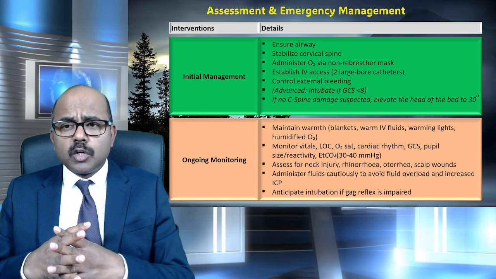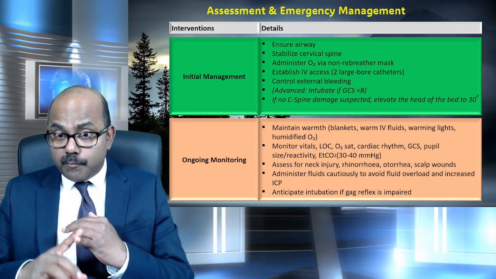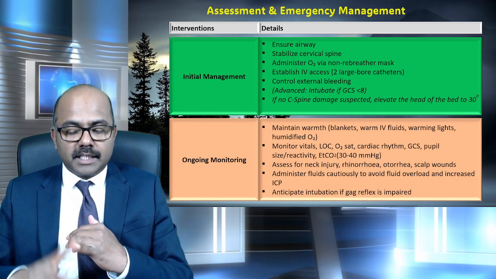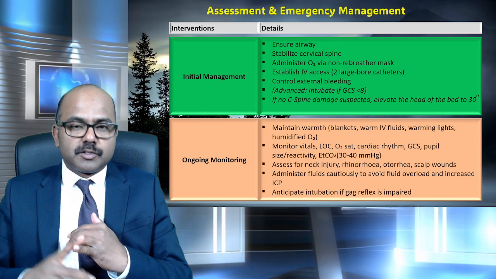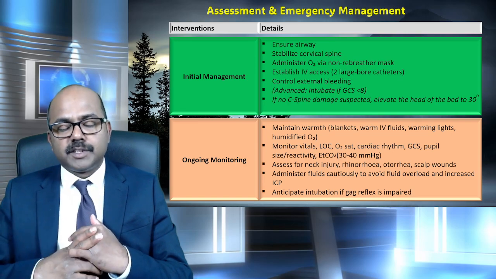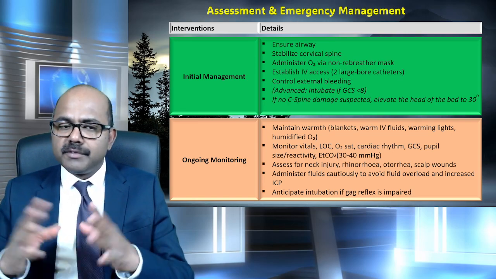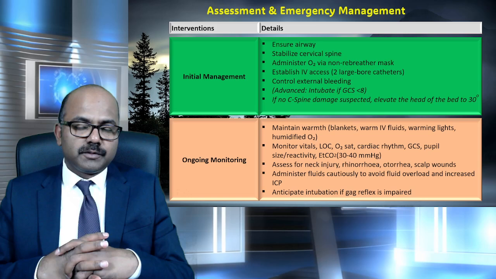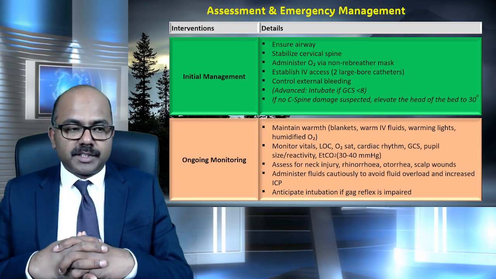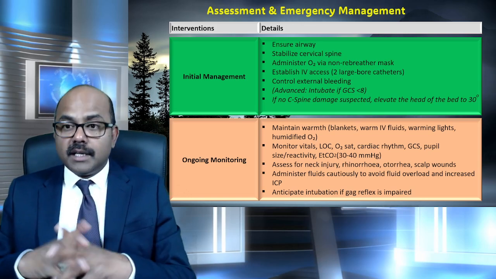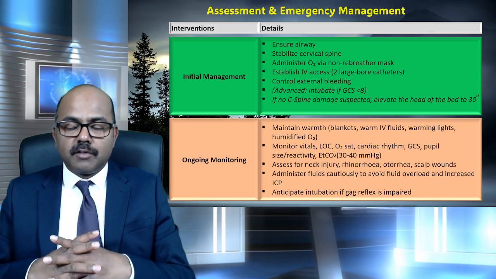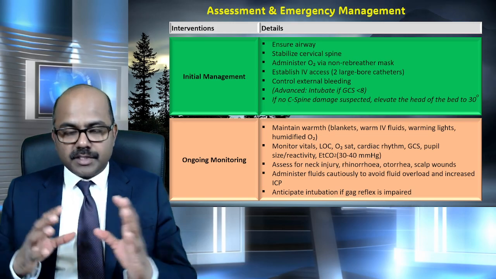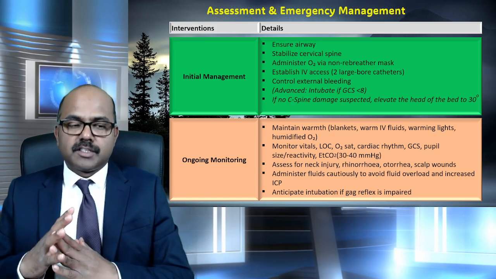When it comes to the ongoing monitoring, keep the patient warm. Hypothermia is very common in head injury, and that hypothermia will be very difficult to reverse. So always keep the patient warm using blankets, warm IV fluids, warming lights, or heated and humidified oxygen, whichever way we can keep the patient warm. And monitor level of consciousness. Any change in the level of consciousness is key. That means the patient is deteriorating, brain injury is getting worse, and intracranial pressure is going up.